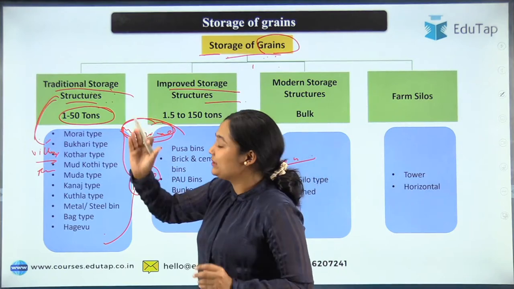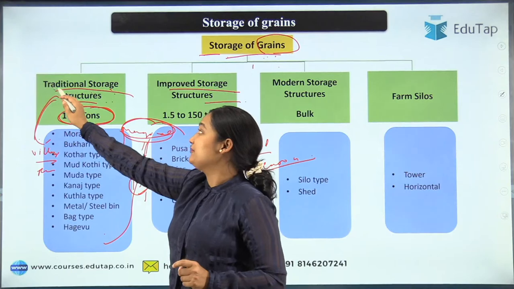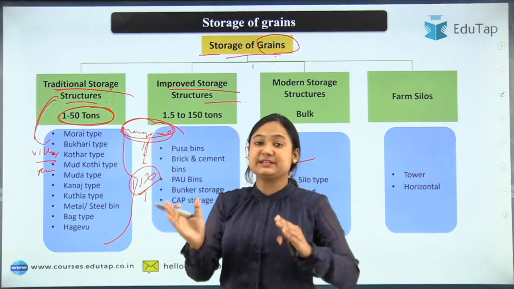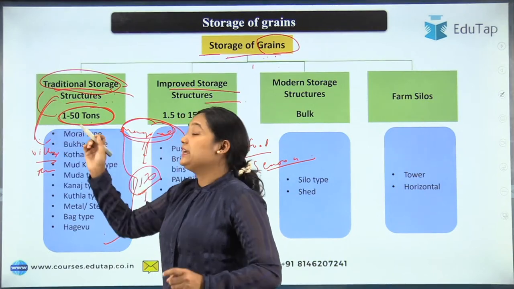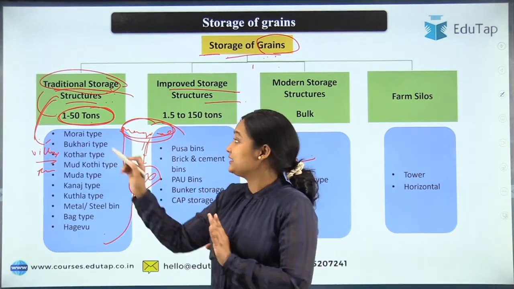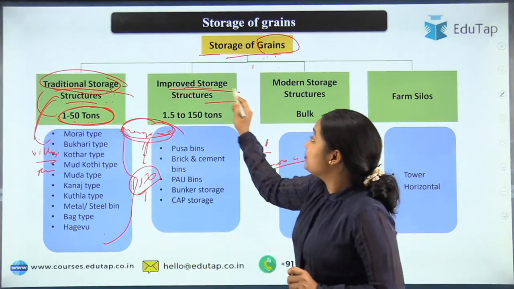So they have limited storage, limited production. They need small storage. So usually for traditional structure, the storage capacity is 1 to 50 tons. So jo hamare traditional storage structure hai, inki capacity they can hold, wo kitna le sakte hai? 1 to 50 tons they can keep. Okay. Then hamare aa jate hai improved storage structure.